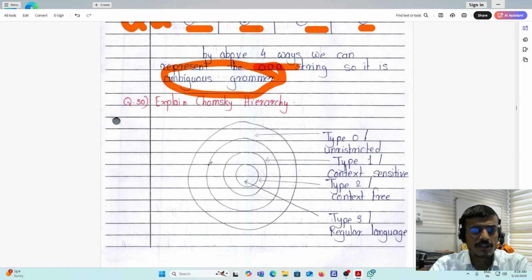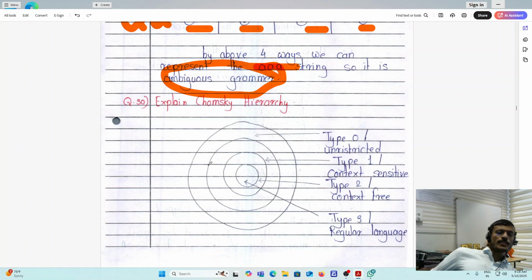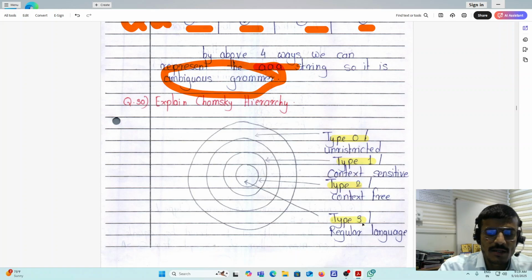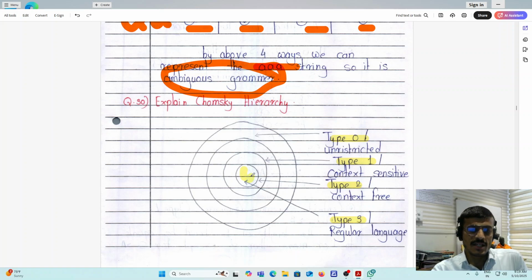So basically the Chomsky hierarchy is related to the types of grammar and types of languages, and it was introduced by Noam Chomsky. According to Noam Chomsky, the Chomsky hierarchy consists of four types: type 0, then type 1, then type 2 and type 3. Type 3 is the subset among all, and it is nothing but the regular language. Regular language is nothing but type 3.